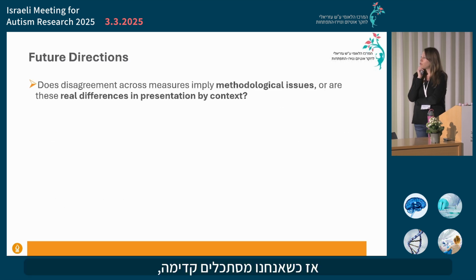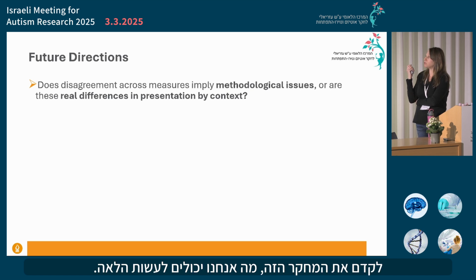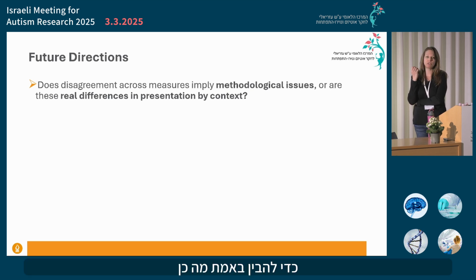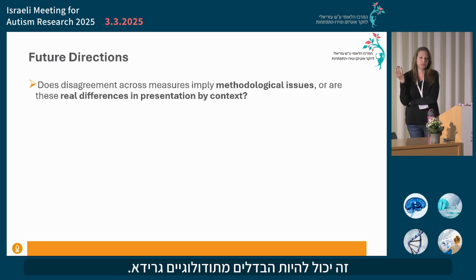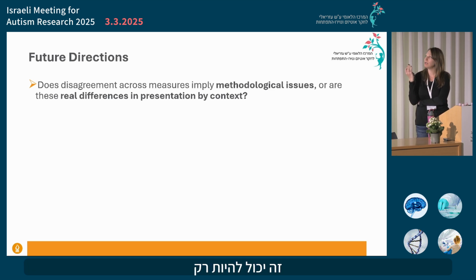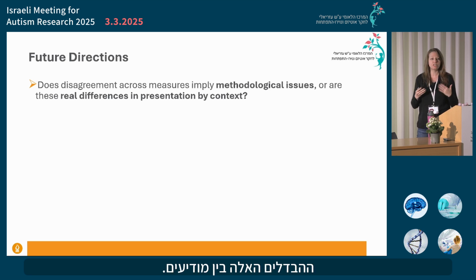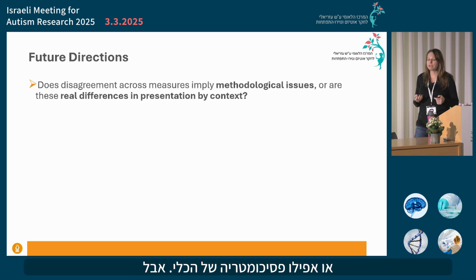So when we look forward, we're looking to see how we can advance this research, what we can do next. First, we want to really understand what this disagreement means. What does a low level of agreement between the measures mean? It could be purely methodological differences. It could be only differences between informants or even psychometrics of the tool. But differences between these tools might also indicate real differences in the context of the measurement.